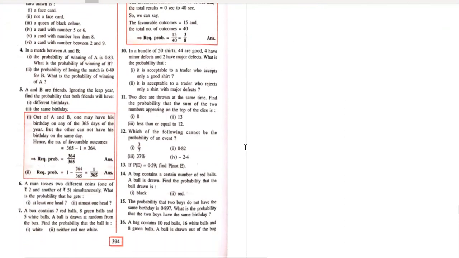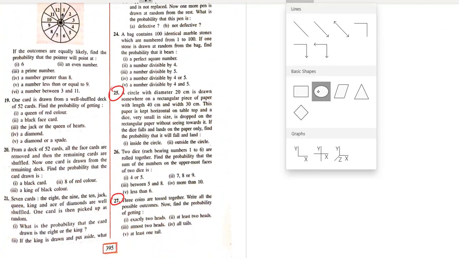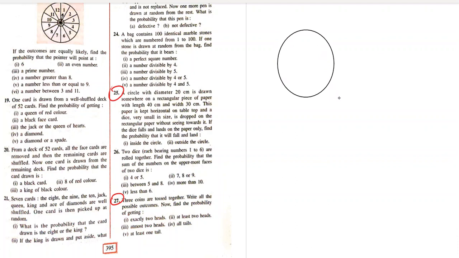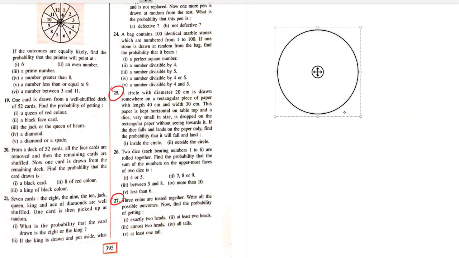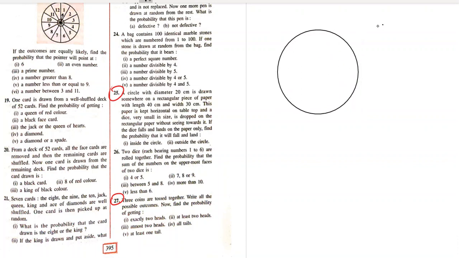Now moving on to exercise 25C. This is the final exercise. Question number 25. Many students had doubt in this one. A circle with diameter 20 centimeter is drawn somewhere on a rectangular piece of paper. Let's draw a circle. I love to draw a circle over here. Let's draw a big one. Okay, that's fine. So circle is drawn with diameter 20 centimeter. Diameter is equal to 20 centimeter and therefore radius is equal to 10 centimeter. You know this.